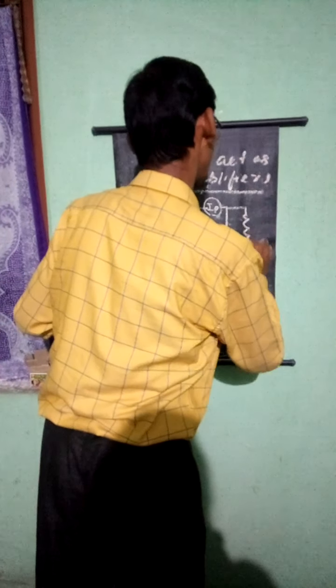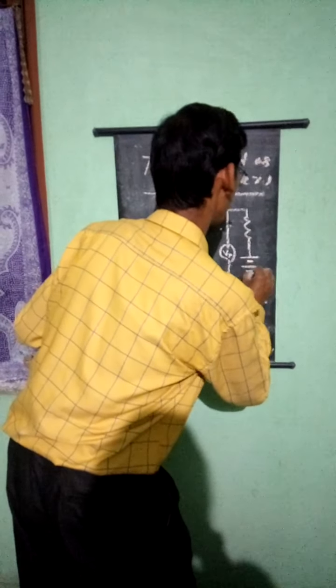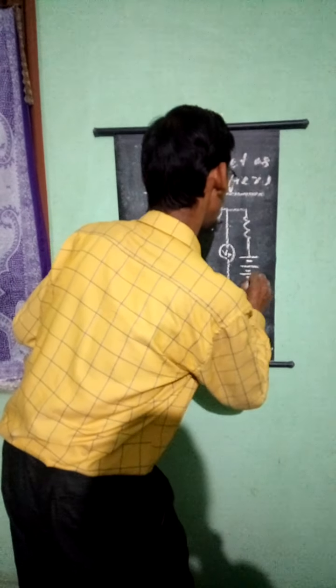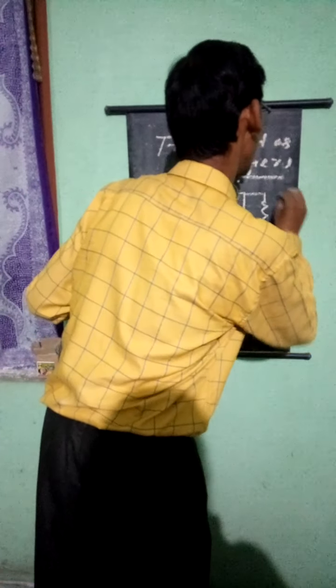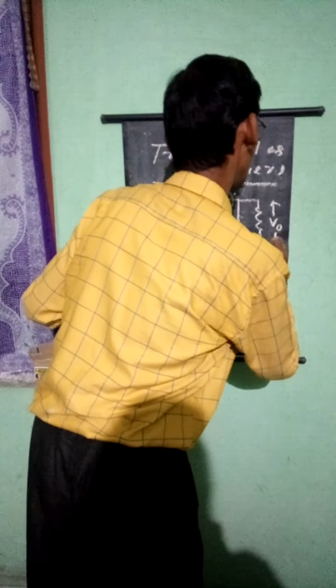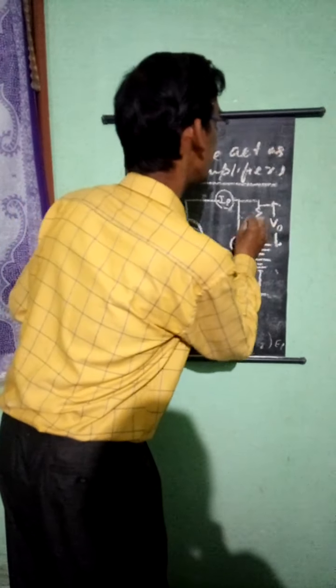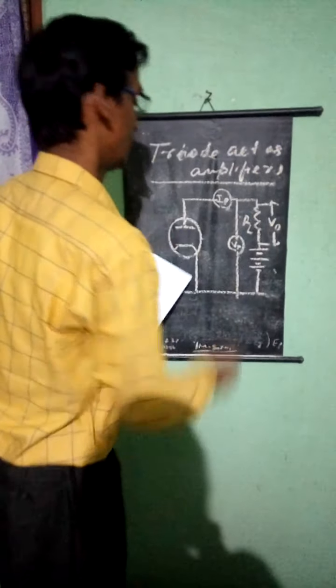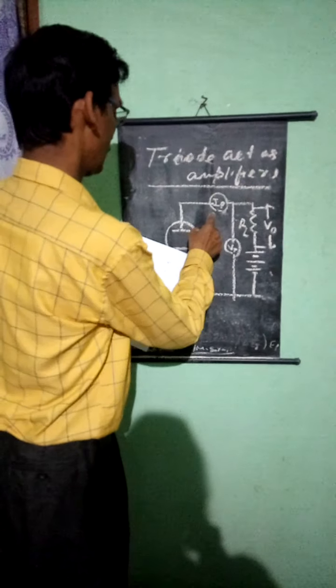Then I am going to take a load resistor here. Then there must be application of a plate potential. This is the plate potential. Here you can see the output we can take from these two polarities, to measure the value of the output, which is after the load resistor. Similarly, you can evaluate the IP from here.